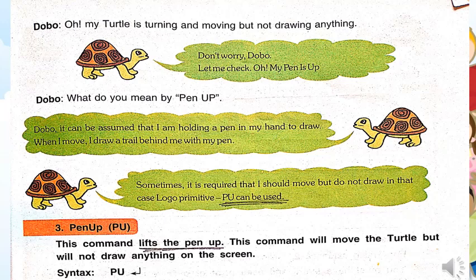Then Turtle says again, "Sometimes it is required that I should move but not draw. In that case, a logo primitive, that is PU, can be used." PU means pen up. This command lifts up the pen. This command will move the turtle but not draw anything on the screen. Okay, let's check how it works.